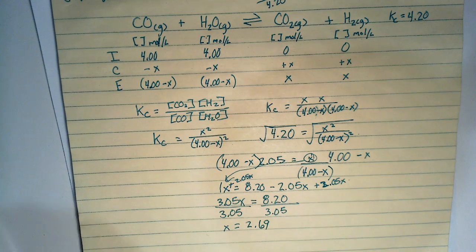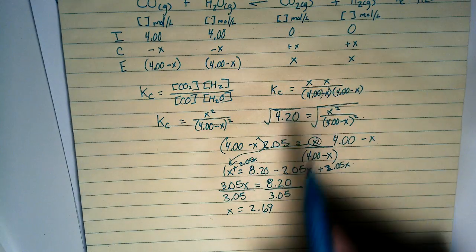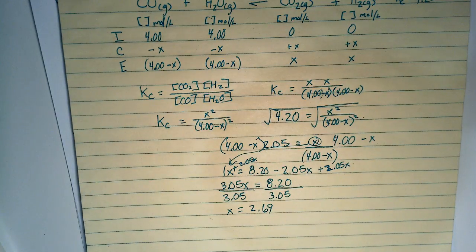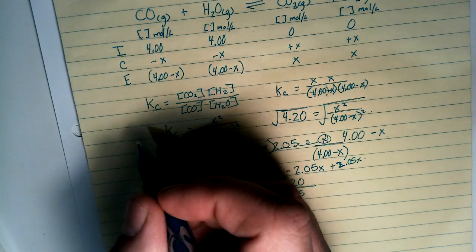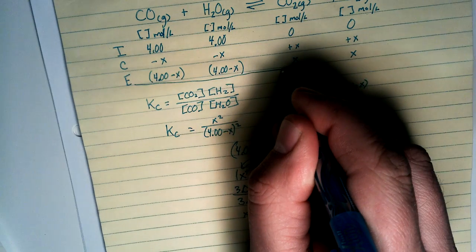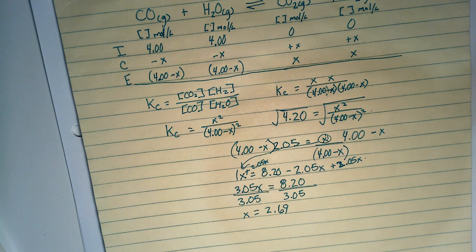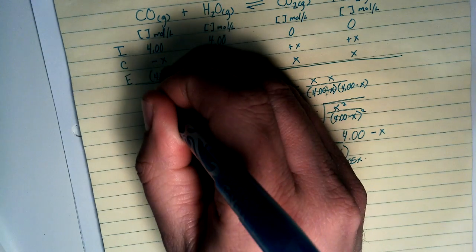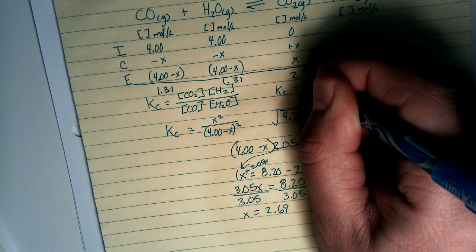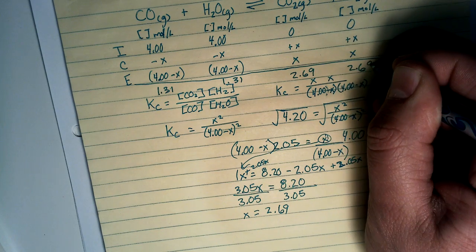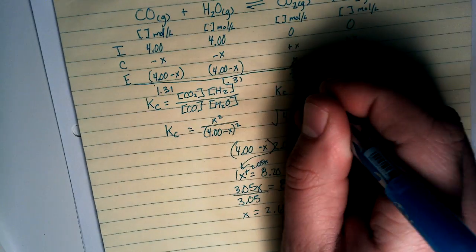Oh, there we go. Okay, so now it gives us these numbers for x. So now I can just solve for all of these. And so I want, at equilibrium, what are my numbers? So I'll write that down underneath here. So 4 minus 2.69, I get 1.31, 1.31. This would be 2.69, 2.69. Those would be all my numbers at equilibrium. Okay, so this would be my final answer.